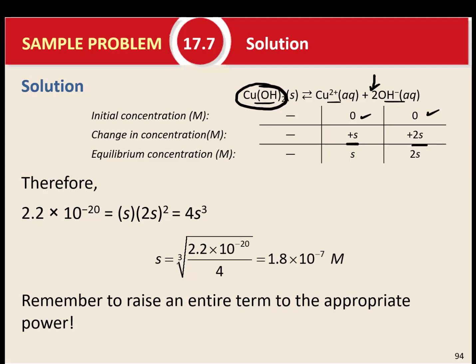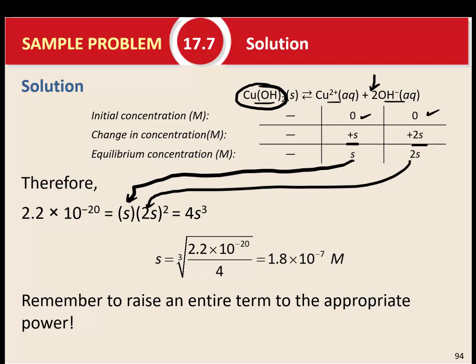So let me just say this is the most common mistake I see students make: you take this and put it into your solubility expression, and then you square everything. You square this and then you multiply it by this. So 2 times 2 raised to the second power is 4. So don't multiply, it's 2 raised to the second power is 4. And then you have S squared, and then you're multiplying it by another S, that makes it S cubed.